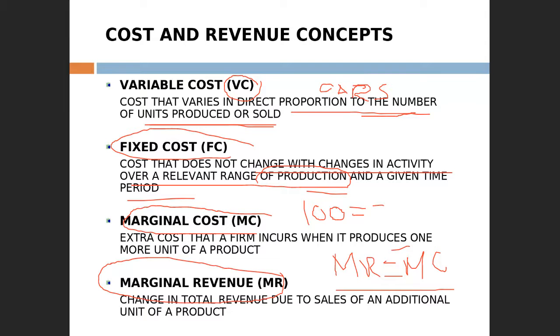So 100 cans, the total cost was $200. You with me? And then I produced the next one, 101 cans, and the total cost is $201. So the marginal cost is the difference between these two, $1, right? You with me? Yes, sir. Okay.